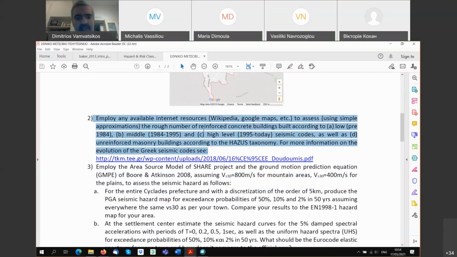And that's the easy stuff, okay? It will take you no time. Again, you can use Wikipedia, Google Maps to do this assessment. Again, I'm not asking you to do this for everything. I'm just asking you to do it for your island, okay? Or for your specific town that you choose.